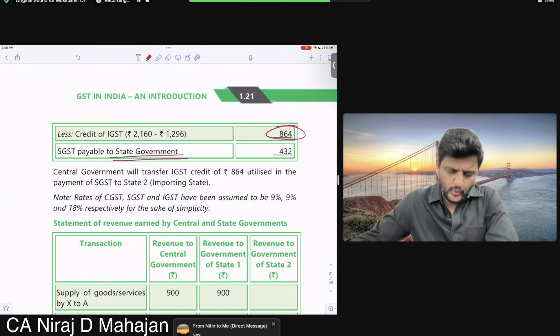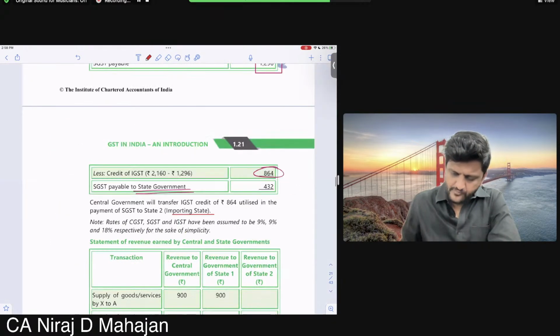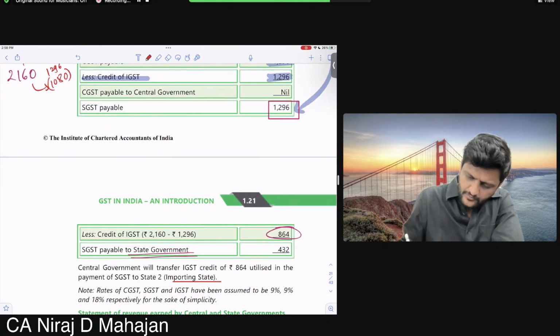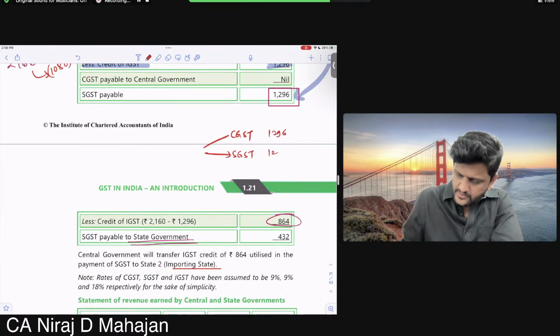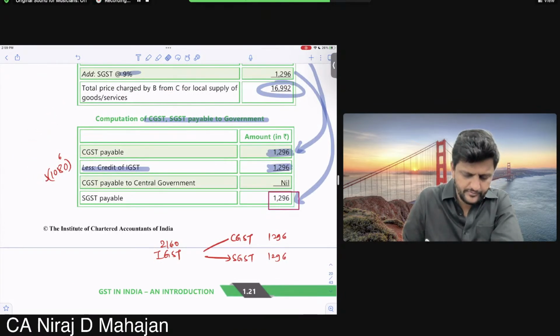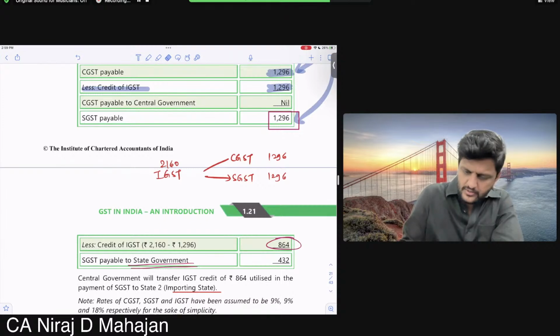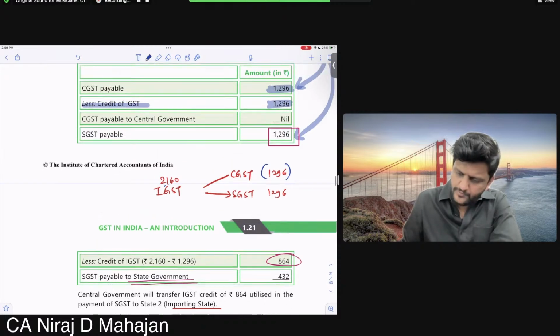The central government will transfer the IGST credit of 864 utilized in the payment of SGST to the importing state. Now what have we reduced? Output is what? CGST, SGST. How much was the output? 1296, 1296. Agreed? And what was the IGST available? 2160. Now forget this example, the one where I did half. What has the government done, or what is the study material giving you as the answer? This is completely utilized against each other. And then the balance IGST was how much, children, that we discussed?